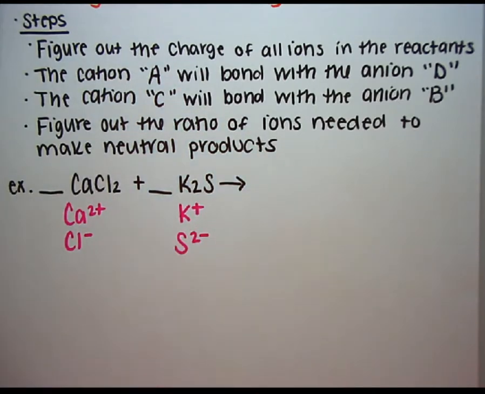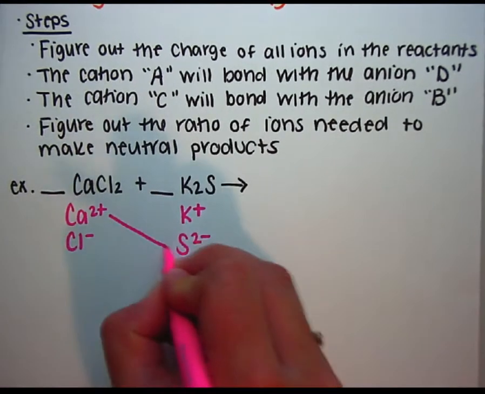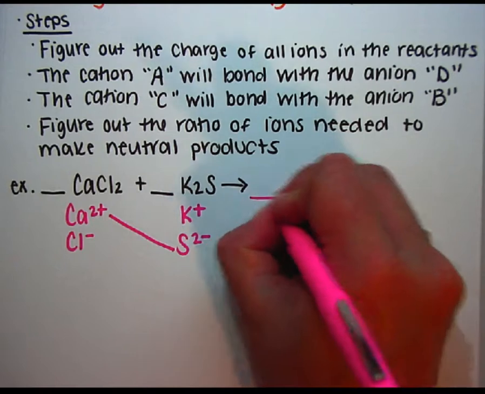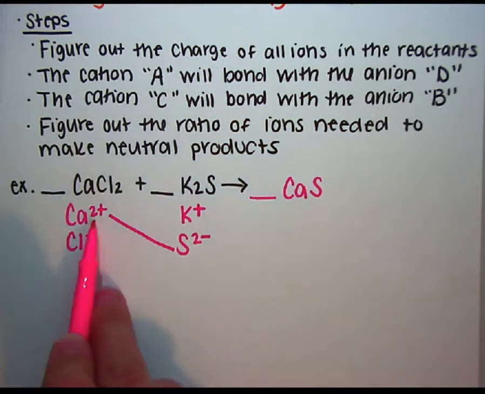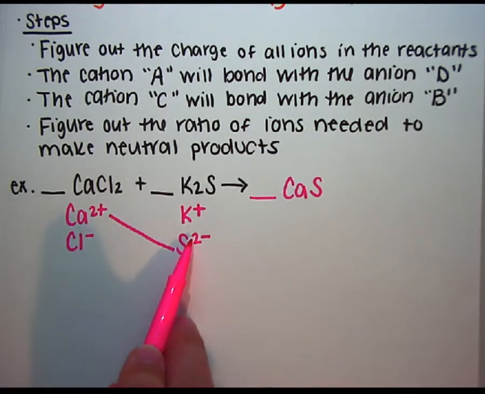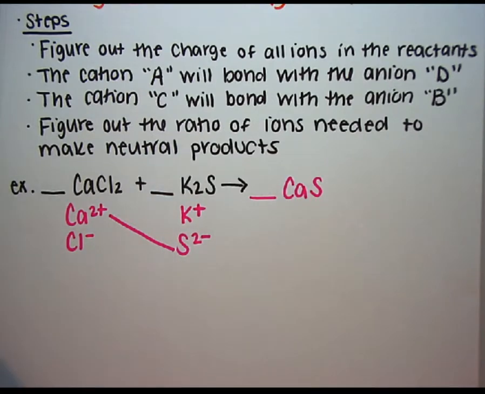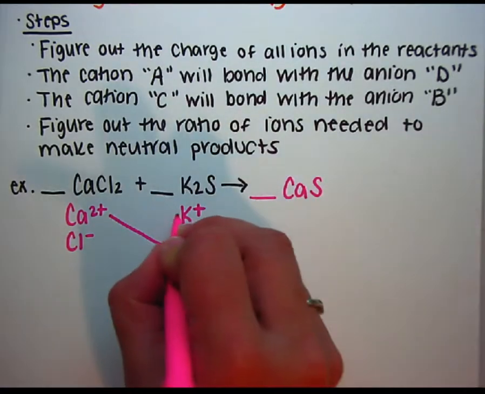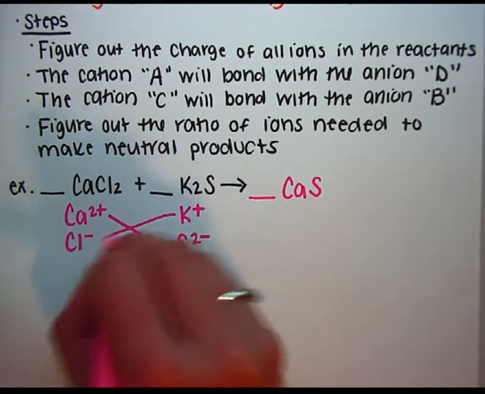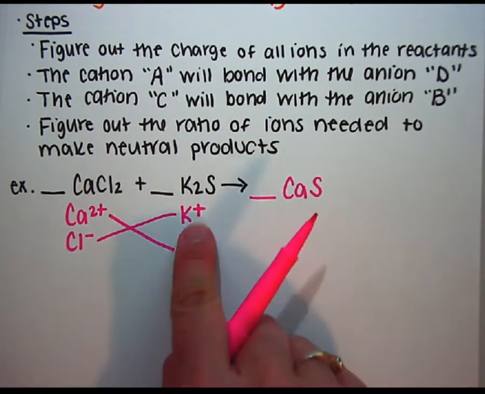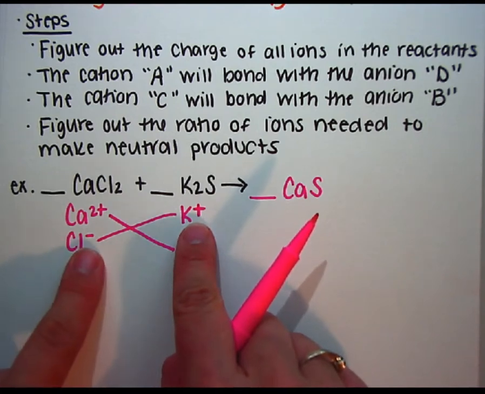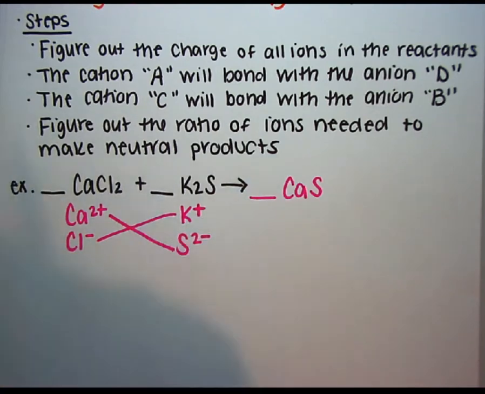Next, figure out who's going to bond with who. Opposites attract. Positive of the first will go with negative of the second. Next, think about the ratio of ions needed to make a neutral compound. Well, potassium is +1, sulfur is -2, so... Next, positive of my second compound, that cation will bond with the anion of the first. Again, think about the ratio needed to make a neutral compound. Potassium is +1, chlorine is -1. I'm going to need a 1-to-1 ratio.